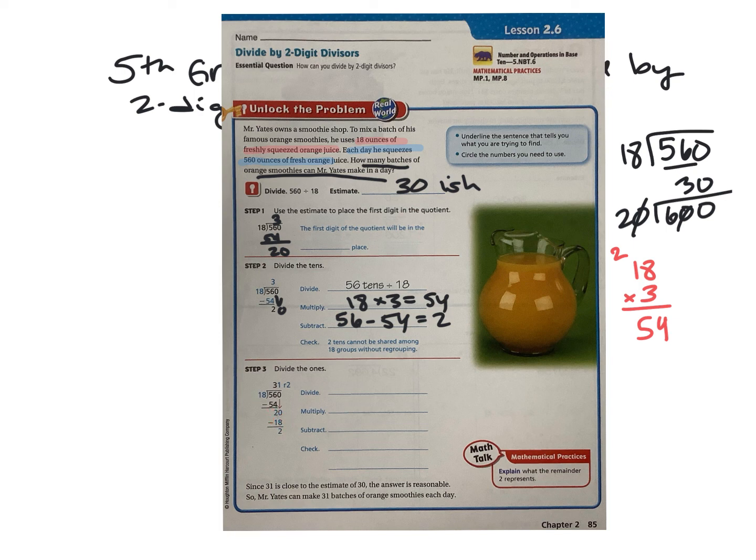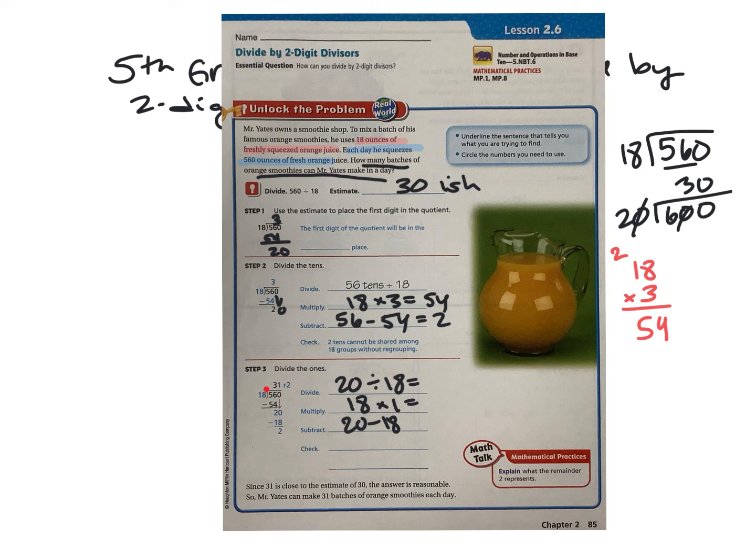And 18 times 1 is going to get me as close to 20 as possible. That's 18 with 2 left over, remainder 2. So divide 20 divided by 18. That's what we did here. Multiply 18 times 1. This is the step-by-step. You know these steps already pretty well. 18 times 1 gave me 18. And then I subtracted 20 minus 18, and I got a remainder of 2.